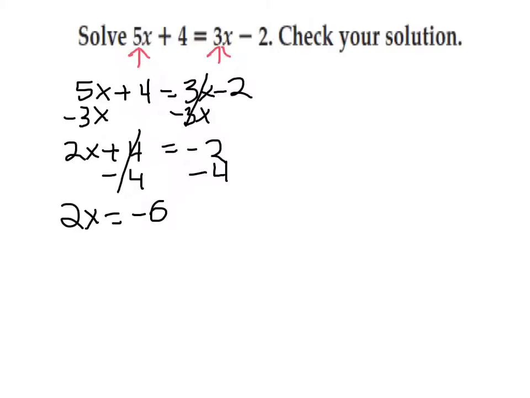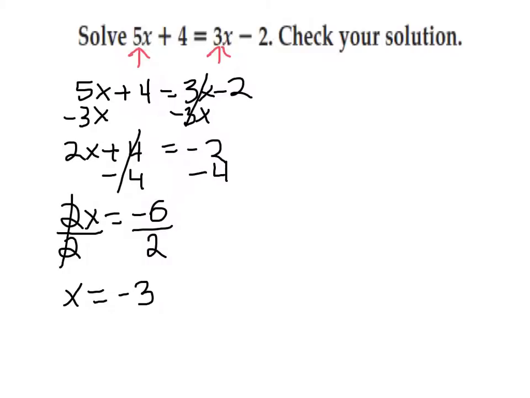Here's my last step. I want to isolate the x, so I want to unhitch the 2 by using the inverse of multiplication, which is division. I am only dividing by 2 because I want to isolate the x or keep it where it's at. That cancels out, and I get x is equal to negative 3.